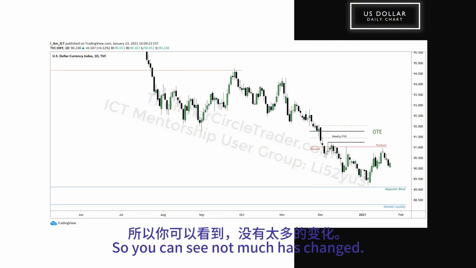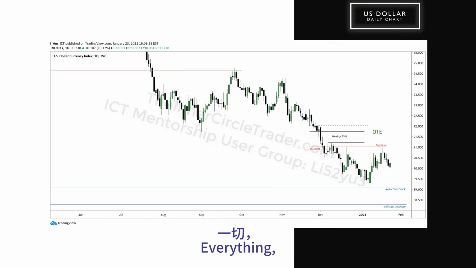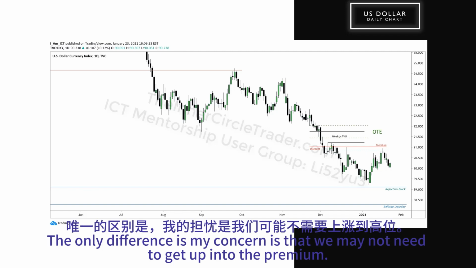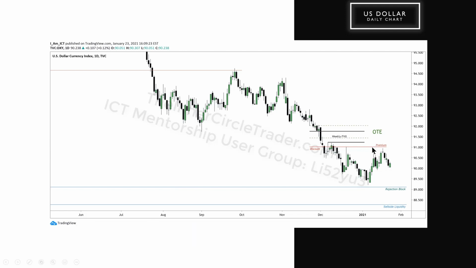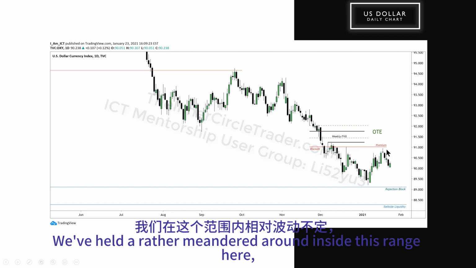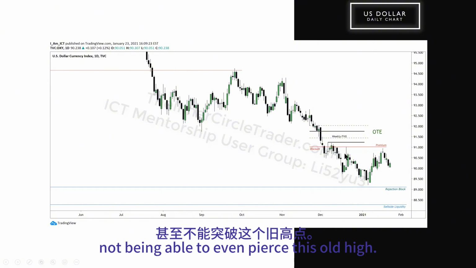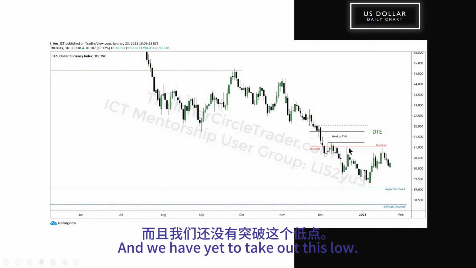All right, so you can see not much has changed. Everything, the framework is still here. The only difference is my concern is that we may not need to get up into the premium. We've meandered around inside this range here, not being able to even pierce this old high, and we have yet to take out this low.